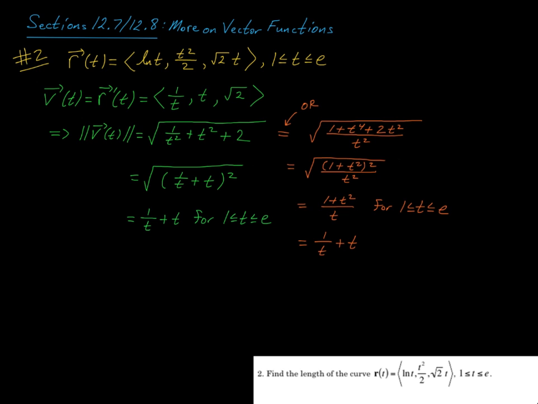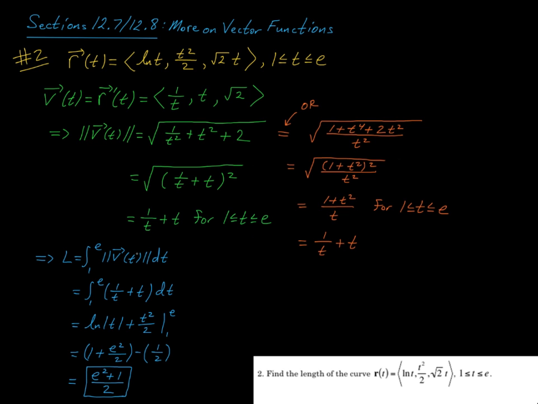However you get there, the nice thing now is that if I want to compute the arc length, I want to integrate my speed with respect to time, and we're letting time vary from 1 to e. And as we just computed up here, our speed is 1 over t plus t. So integrating, we get the natural log of the absolute value of t plus t squared over 2, and then we want to evaluate at 1 and at e, and take the difference.